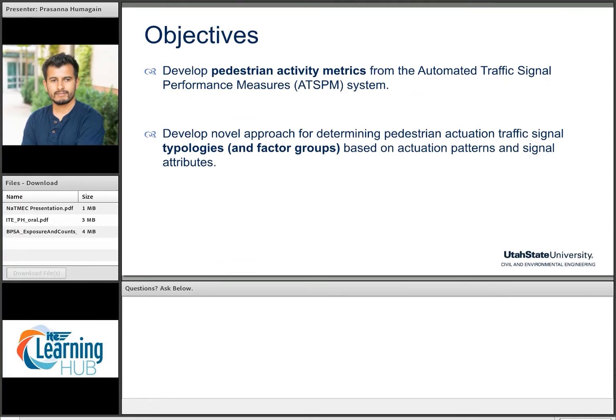There are two main objectives of this study. The first is to develop pedestrian activity metrics from data available from the Automated Traffic Signal Performance Measures system, also called ATSPM. And the second objective is to develop approaches for determining typologies of those signalized intersections based on the developed pedestrian metrics.